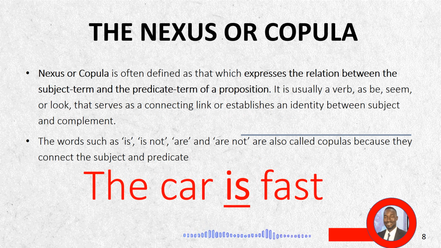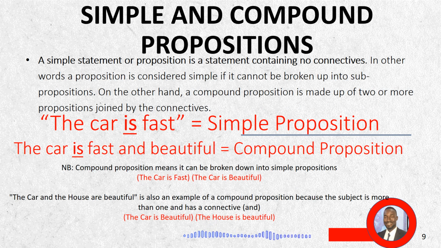In this example, the car is fast. Is is a nexus or copula. The nexus or copula is often defined as that which expresses the relationship between the subject term and the predicate term of a proposition. It is usually a verb such as be, seem, or look that serves as a connecting link or establishes an identity between the subject and the complement. Words such as is not, are, and are not are also called copulas because they connect the subject and predicate. Sometimes in a statement or sentence, it is possible to find more than one proposition in it.